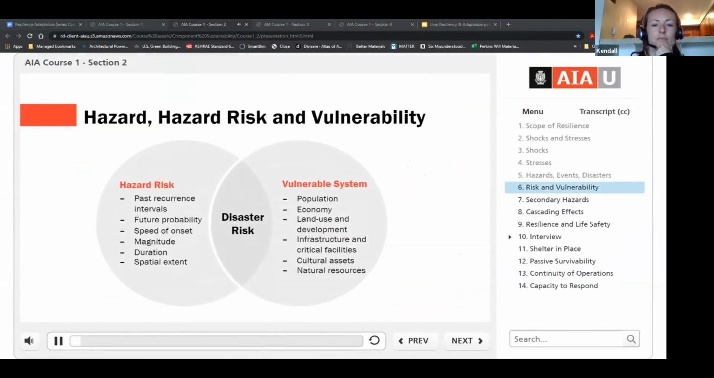The probability that a given hazard may occur is known as hazard risk. Disaster risk, or the measure of the potential impact that a hazard event could have on a community, is determined by the overlap between hazard risk and vulnerability. Geographic location is the primary determinant of a community's risk to natural hazards.